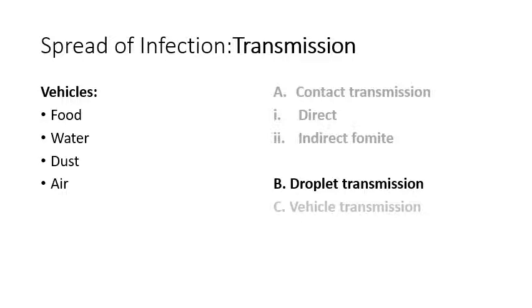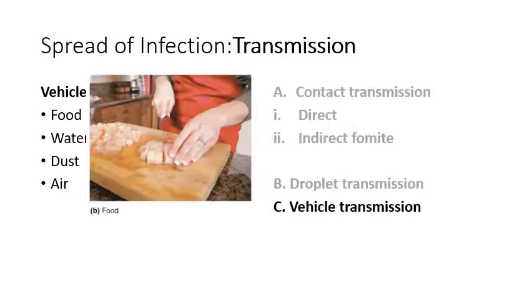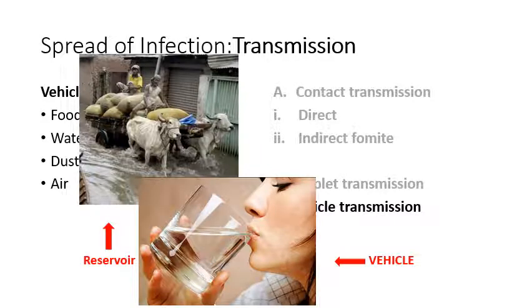All right, so that is droplet transmission diseases, and what do you do when you have a serious disease going around the world, a serious pandemic that is spread by droplet transmission, the way the COVID-19 virus is. Vehicle transmission, right? So food is a vehicle, so is water and dust and air. I mentioned that water can be a reservoir or a vehicle.